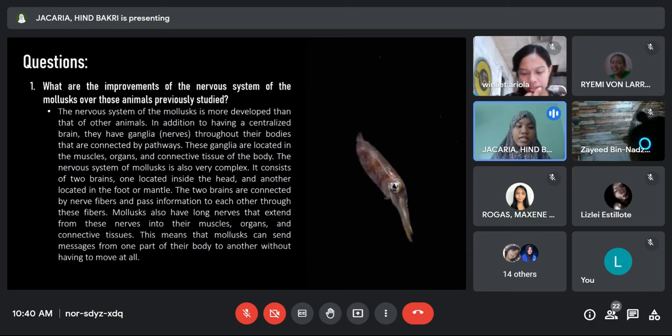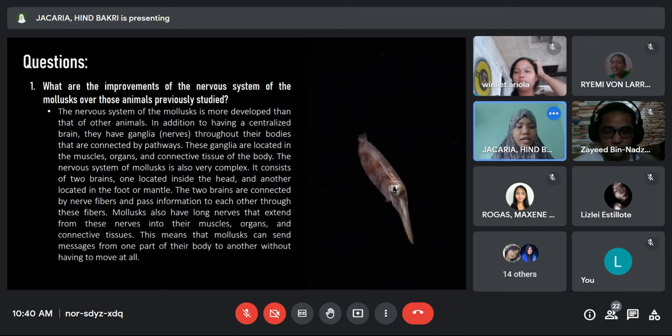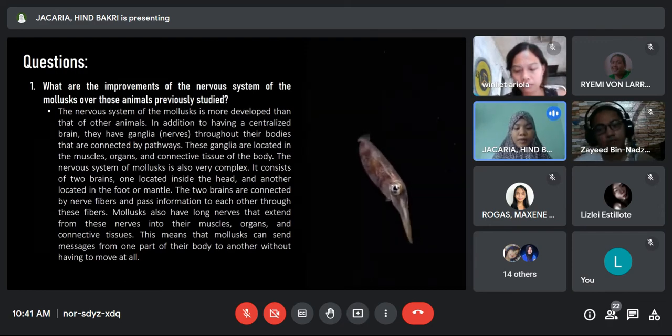So we can clearly tell that their nervous system is complex compared to the other kinds of animals discussed. Then their brains are connected by nerve fibers, and the mollusks, they have long nerves that extend throughout their body, connected to their muscles, organs, and connective tissues. Then that can make them send messages from one part of the body without even moving at all.